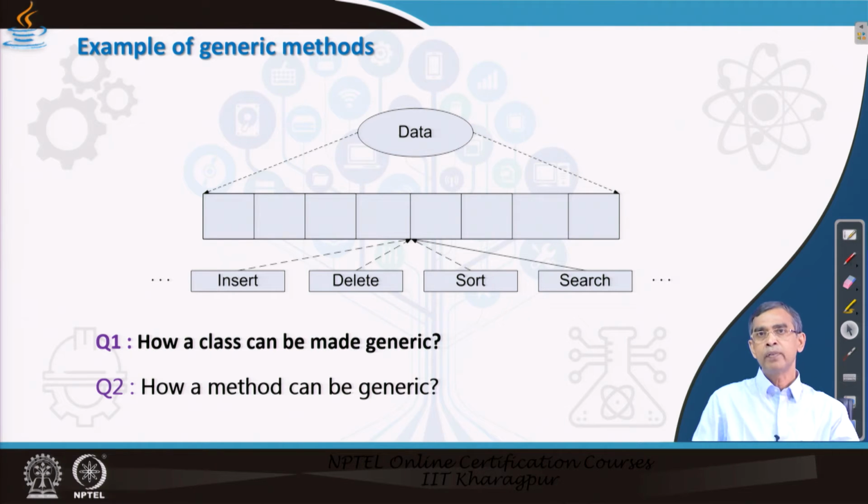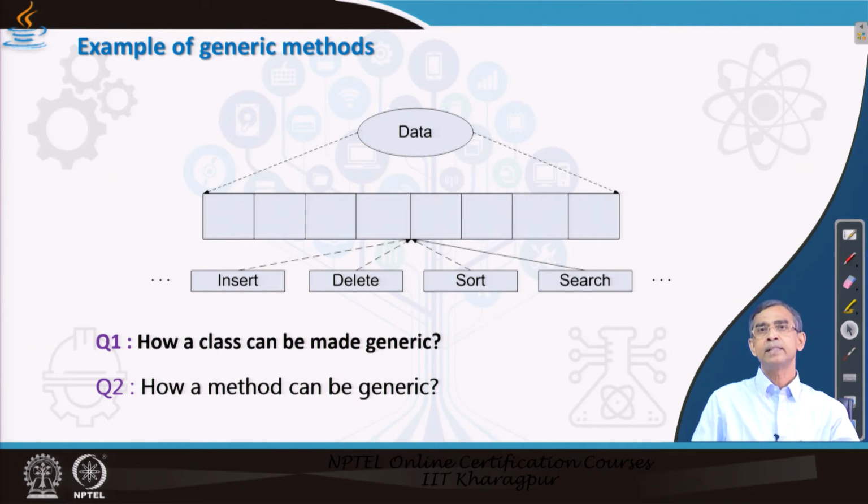Now, instead of writing one piece of code, that is insert, whatever be the type of data that the array can hold, it absolutely should not be an issue; it can work on that. So, this is the concept of how we can make a method generic.